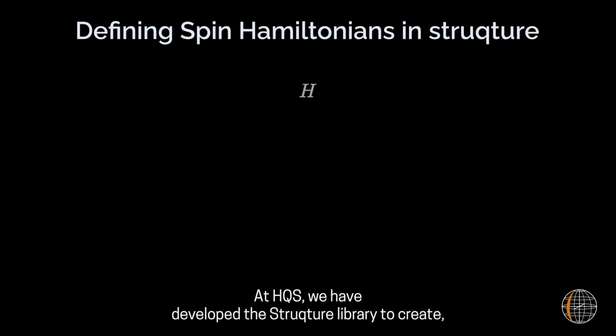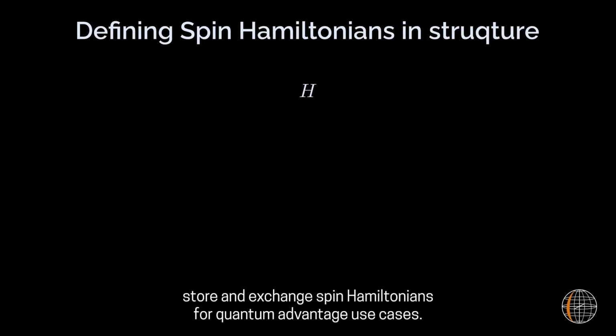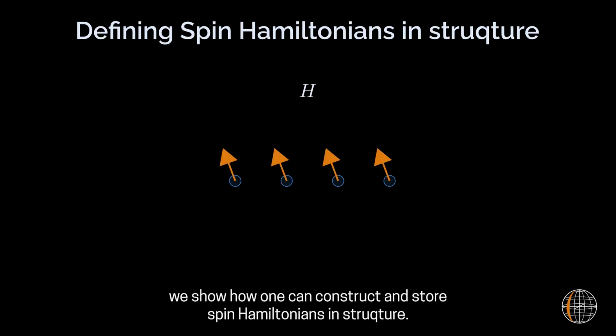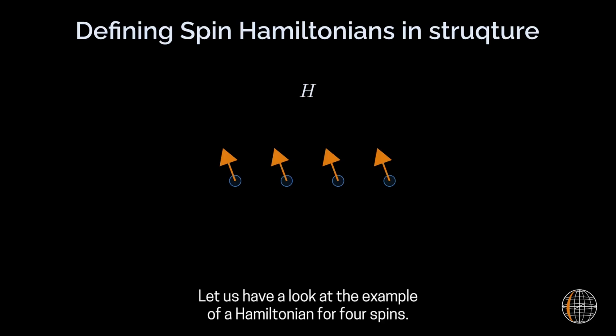At HQS, we have developed the Struqture library to create, store and exchange spin Hamiltonians for quantum advantage use cases. In this video, we show how one can construct and store a spin Hamiltonian in Struqture. Let us have a look at the example of a Hamiltonian for 4 spins.